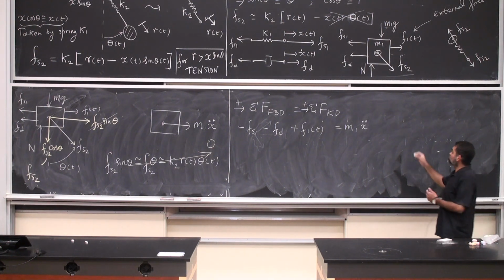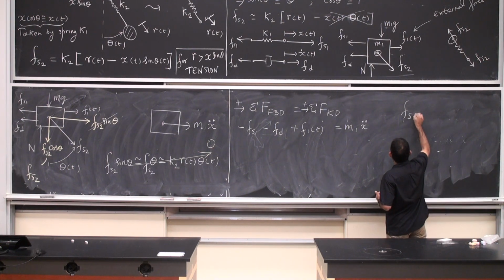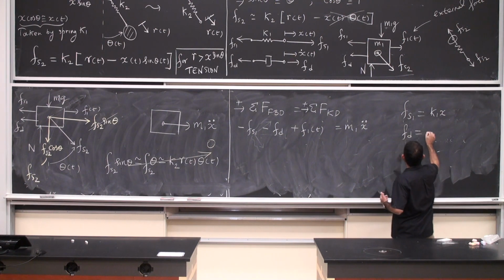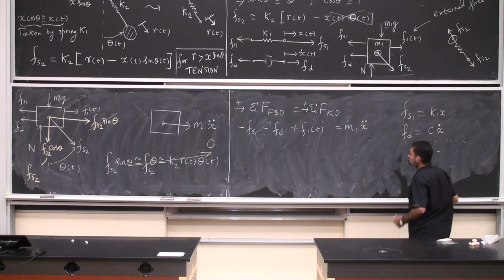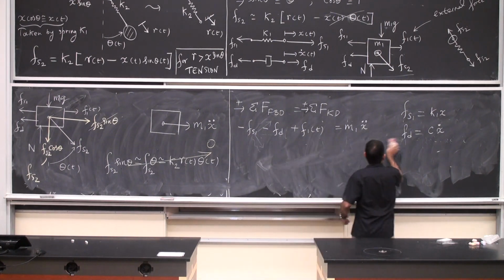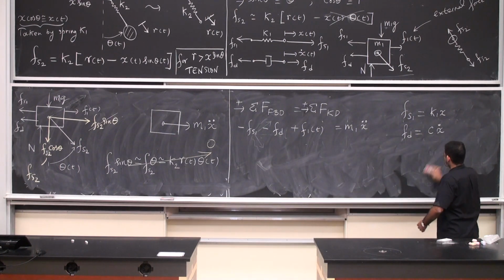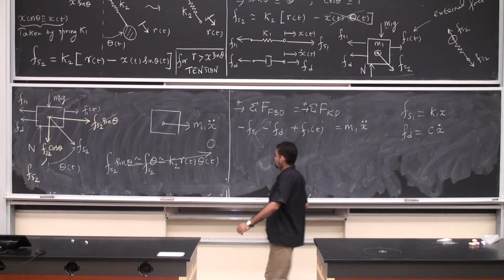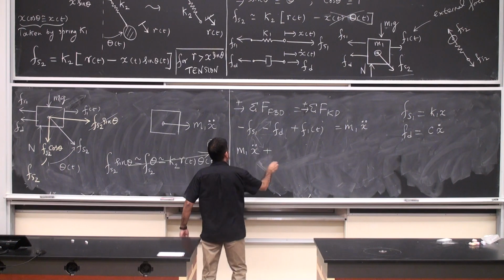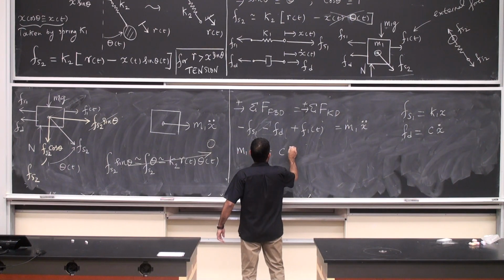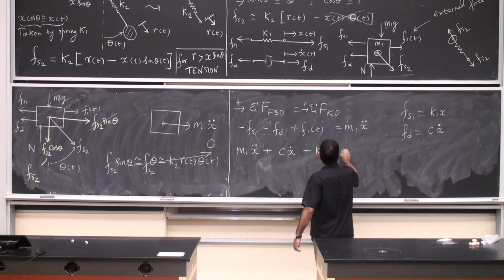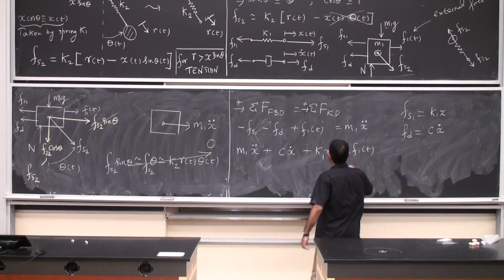Fs1 and Fd from before, the figures have been drawn. K1 times x, c times x dot, and so I have m1 x double dot plus c x dot plus k1 x is equal to F1 of t.